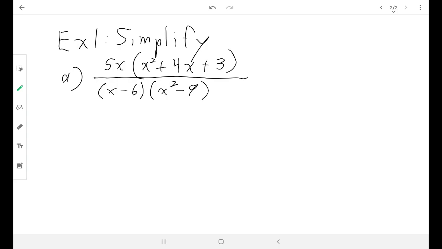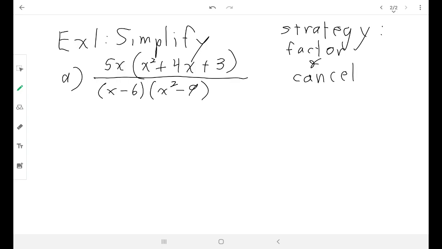So a couple of things to notice about this, and the general strategy here is that you want to factor and cancel absolutely everything that we can factor and cancel. And then we might want to make a note of where it's still undefined. Okay?